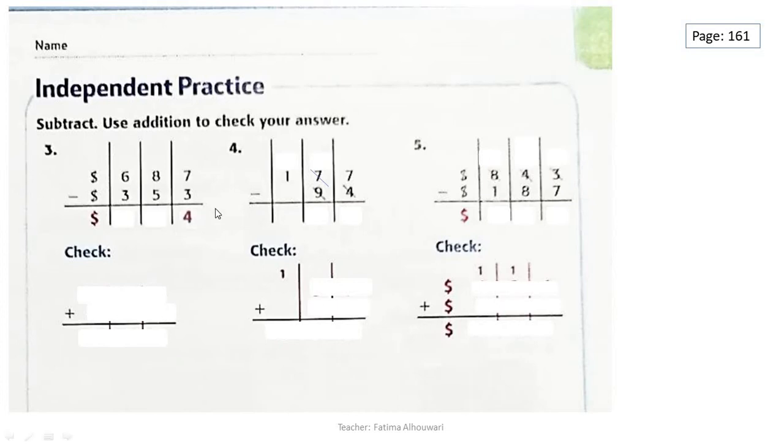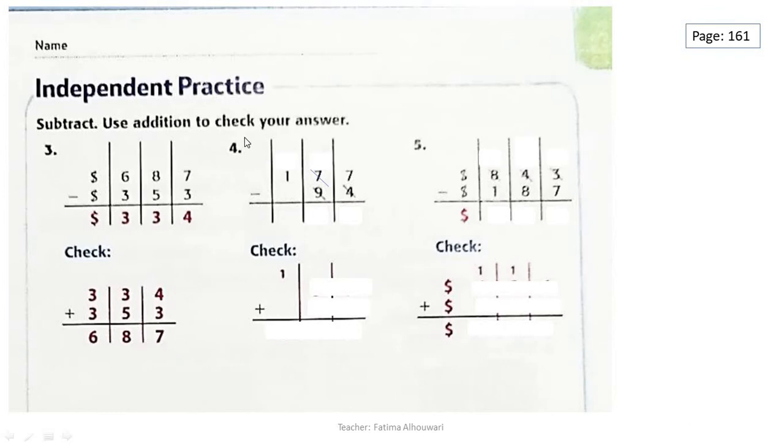If we subtract these two numbers, we will get 334. And to check, we can use addition again. So we will add these two numbers and we will get this number. We get the same number. So our answer is correct.